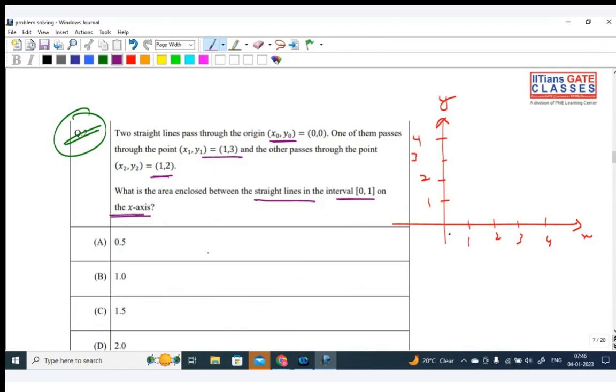And those are the straight lines, two lines. There are two straight lines passing through the origin, right? One will be 0, 0 to 1, 3, and one will be 0, 0 to 1, 2, right? So there are 2 points. One point is going to be this, 1 and 3. This is the point. And this is one point, right? So let me erase this.